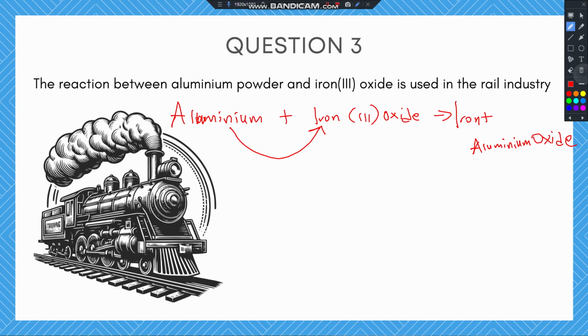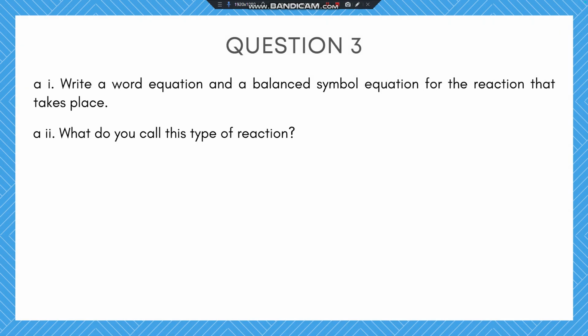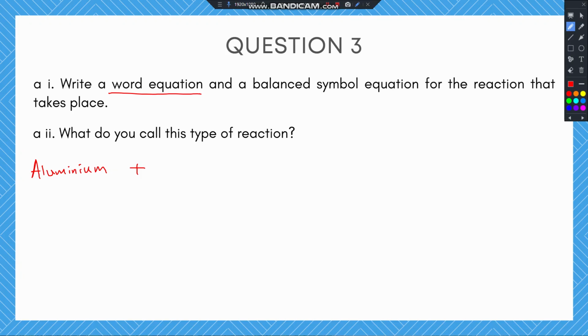So let me write it on a platform that allows us more space so we can answer that question. Write a word equation. So let's go ahead and write the word equation. We have aluminium plus iron 3 oxide. That gives us aluminium oxide plus iron. This is a chemical reaction that is used in railways to produce railway tracks. So we've written the word equation.